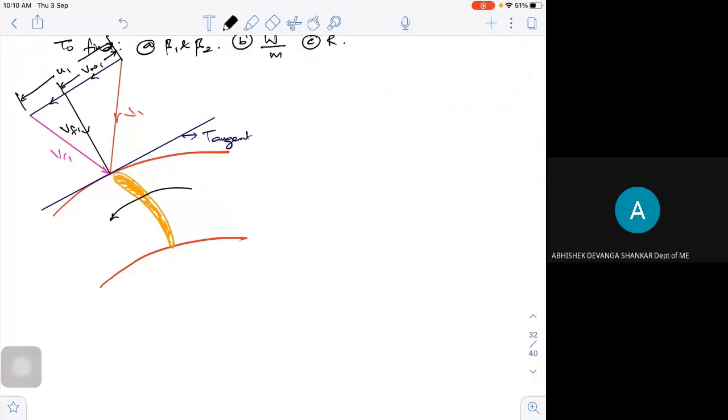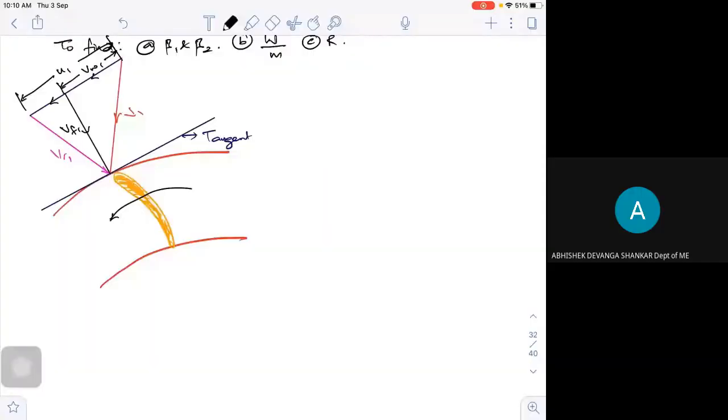Why the sign convention? As I told, your turbine will be rotating from higher pressure to lower pressure, and your compressor will be moving in the direction from lower pressure to higher pressure. So I have to follow the same sign convention. So the fluid is flowing like this. So this is my triangle. Actually, this is something we call X.